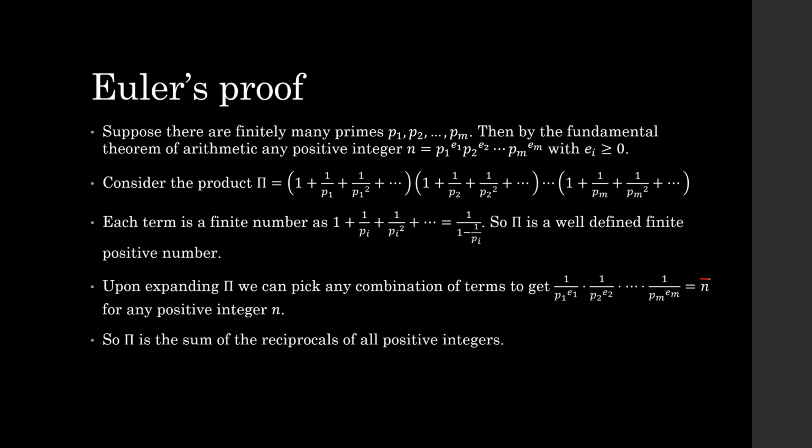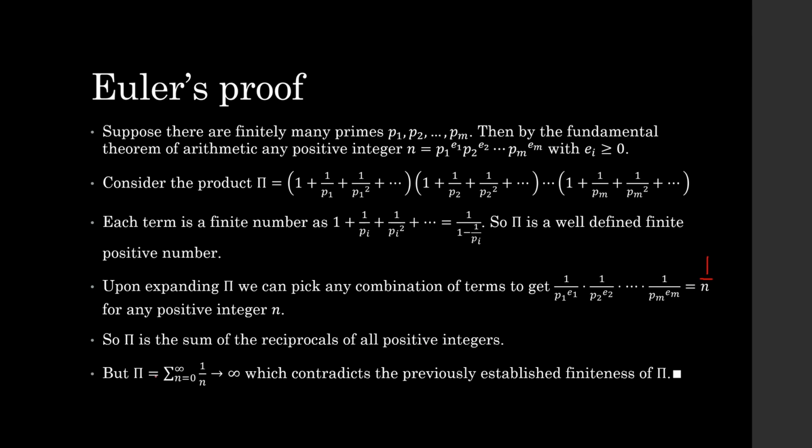And I wrote n here, it should say 1 over n, all reciprocals. Because this bottom product here distributes, so I get p1 to the e1 times p2 to the e2, all the way times pm to the em, for all possible combinations of these powers. So that means that when we distribute, we're going to get a sum in the end of all these types of terms. So big Pi, capital Pi, is going to be the sum of the reciprocals of all positive integers.